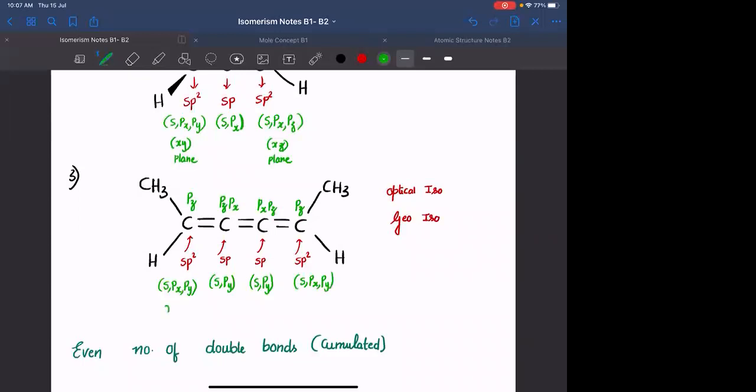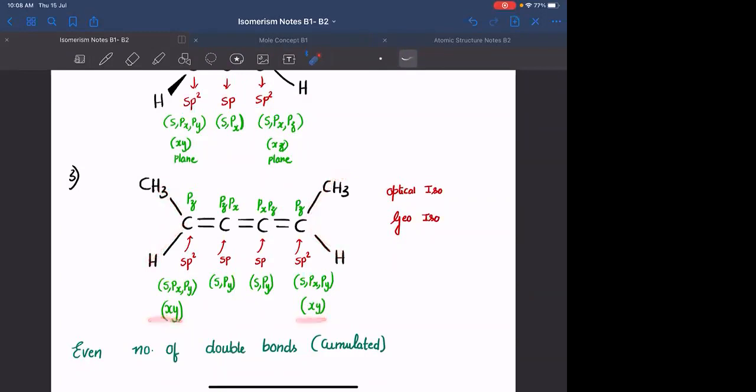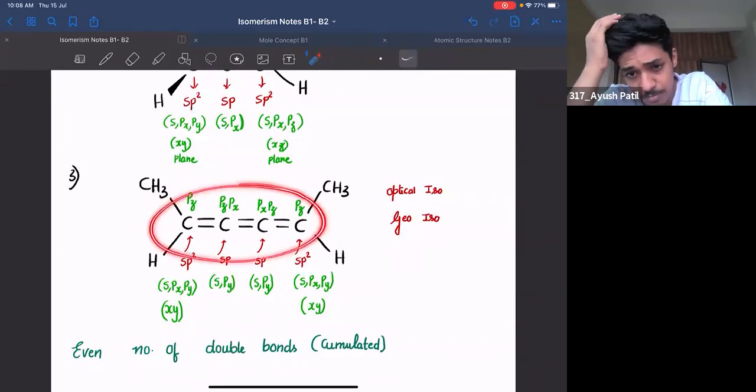Observe here. This is in xy plane. This is also in xy plane. So these 4 bonds are in xy plane. So this is a planar molecule. Agreed? If it is a planar molecule, I can pass a plane through this particular molecule, and that plane will be dividing it into 2 equal halves. So there won't be any optical isomerism. Clear है? Yes, sir. सबसे पहले ये एनालिसिस समझ में आया.